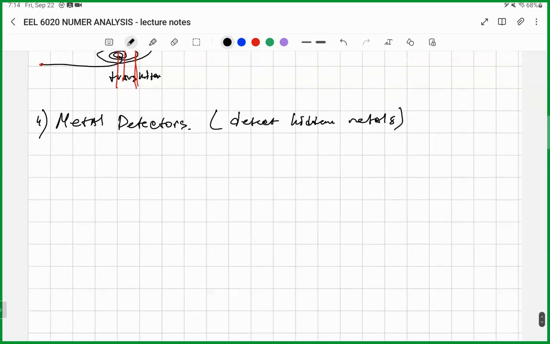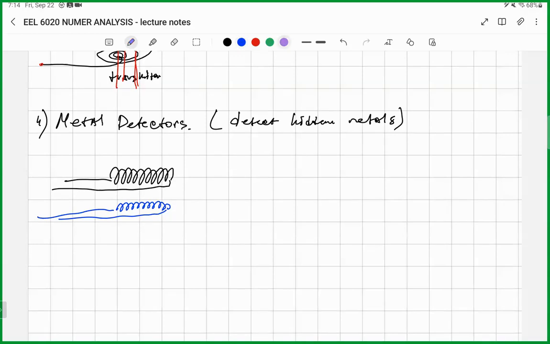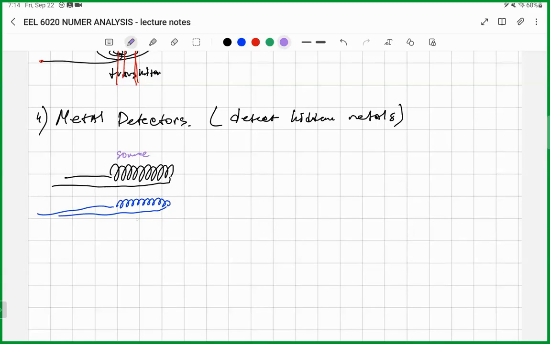Again, we deal with two coils. One is like this, and we put another coil, a secondary coil, like this. The first one is the source. The second one is the detector coil. The source coil creates an oscillating, changing-in-time magnetic field. This changing magnetic field induces an electromotive force in the second, detector coil. And we can measure this potential on the second coil.